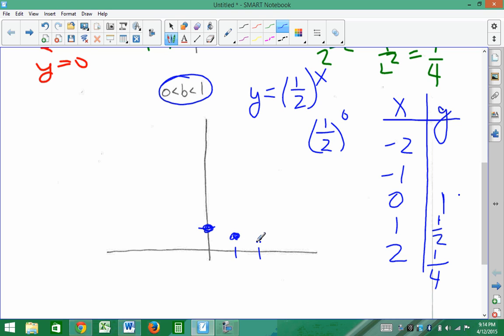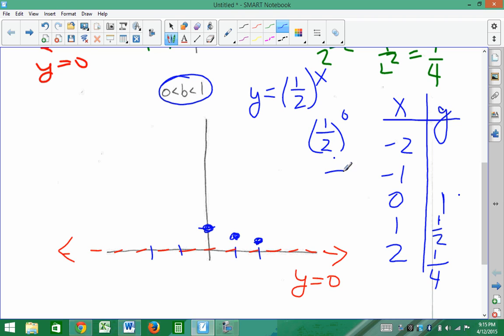Again, we do have a horizontal asymptote. We do have a horizontal asymptote again at y equals 0. So remember, as we're going out this time, to the right, we will be approaching that horizontal asymptote of y equals 0. Going in the other direction, we plug in -1 and -2.